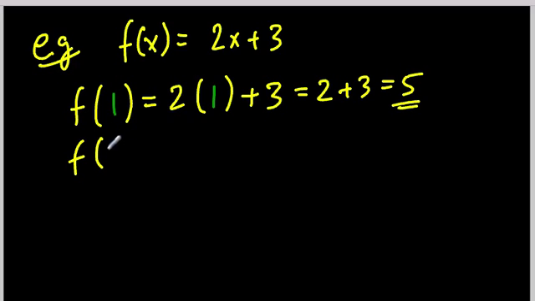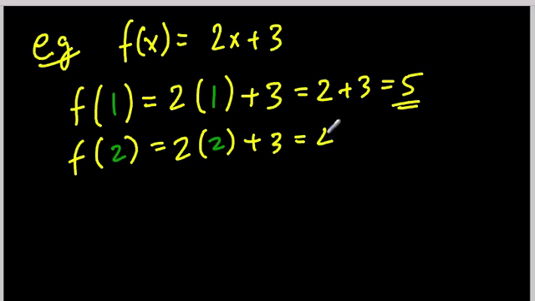Let's try another example. Let's say I have f of 2. I'm going to put 2 in green. Again, what this means is I'm going to replace this x with the value that I have here. So it's going to be 2 times the input, which is 2. And then let's not forget the plus 3. So that's equal to 2 times 2 is 4, so 4 plus 3, which is equal to 7. So for an input of 2, I have an output of 7.